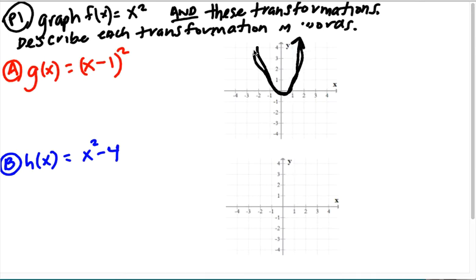Okay, so the points I should have are 0, 0, 1, 1, 2, 4. Same thing on the other side, right? Sorry, I'm getting used to this pen as we go. All right, that's as close as we're going to get it. We're going to call that our parent function, okay?